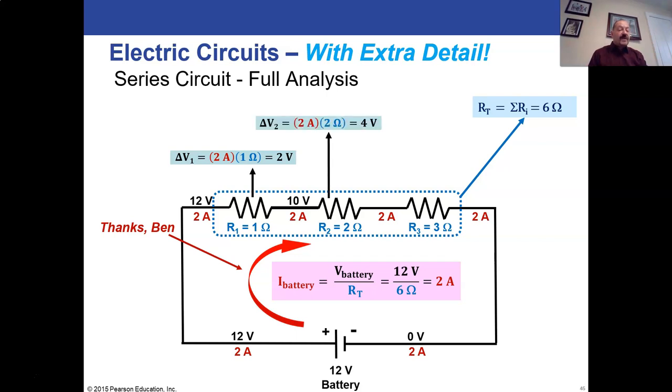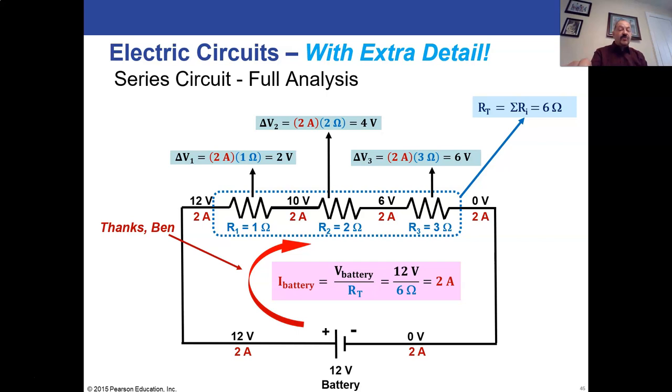The second one is 2 amps times 2 ohms, or 4 volts. And the third drop in voltage would be 2 amps times 3 ohms, or 6 volts. Notice if you add up these 3 voltage drops, 2 volts plus 4 volts plus 6 volts, you get the 12 that we started with at the battery.